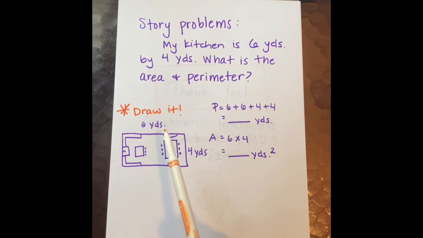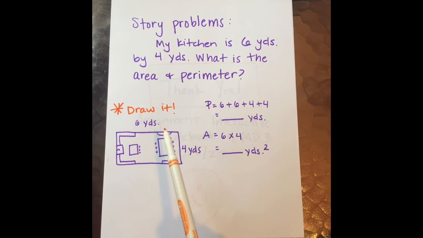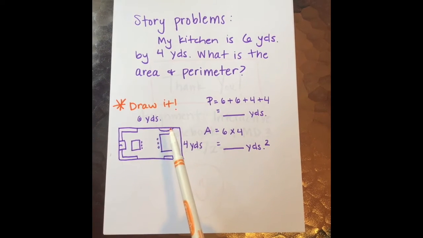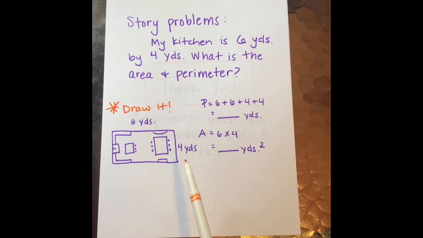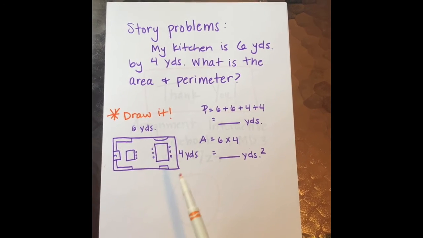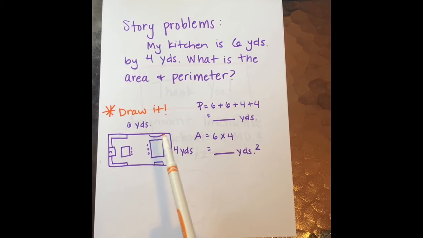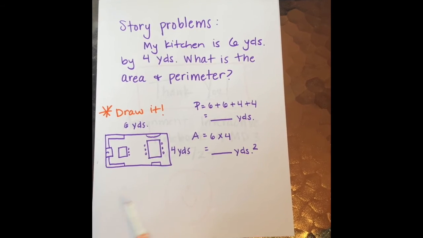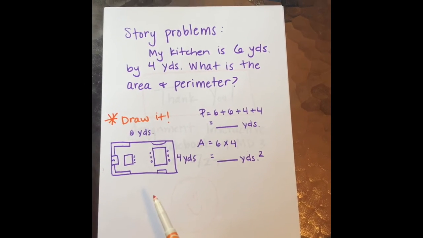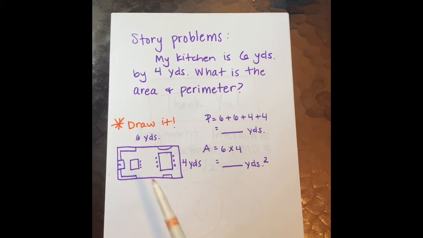So that just means one length of your room or your shape is 6 yards long, the other side of it is 4 yards long. You could have a shape that's a square and it could be 6 yards by 6 yards. That would mean the entire shape, each side, is 6 yards around.